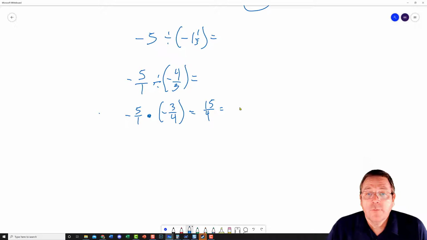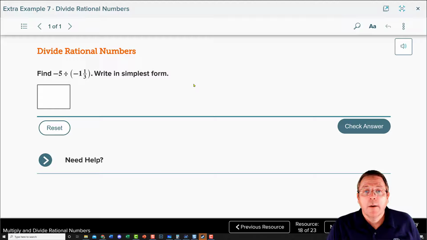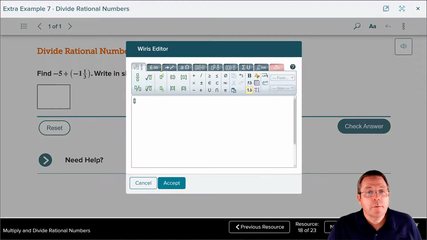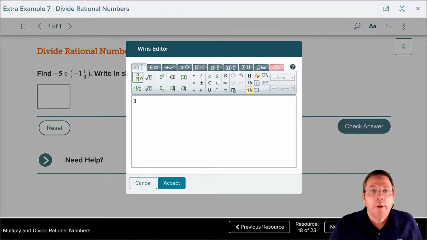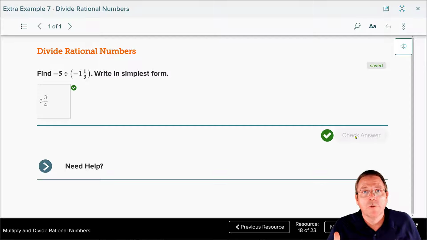And our final answer, 4 goes into 15 3 times, with 3 left over, making that 3 3/4 for our final answer. Come back over here, plug that answer in. 3 3 over 4. Accept and check. Problem checks. Easy math.